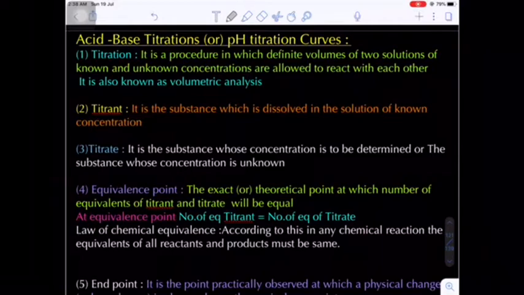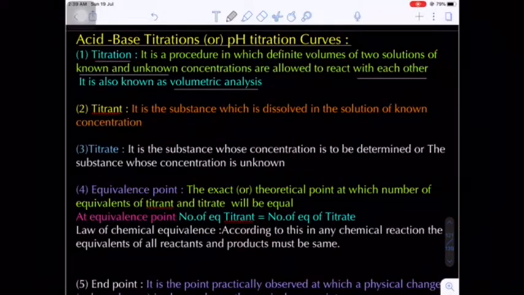Now, some important terminology will be present in the acid base titration. First of all, we have to see the terminology which we use in acid base titration. The definition of a titration: it is a procedure in which definite volumes of two solutions of known and unknown concentration are allowed to react with each other.